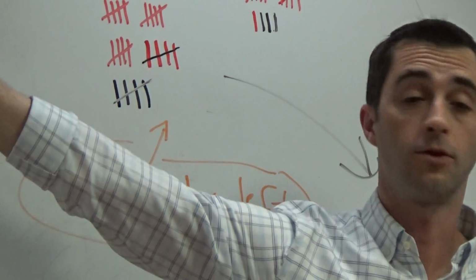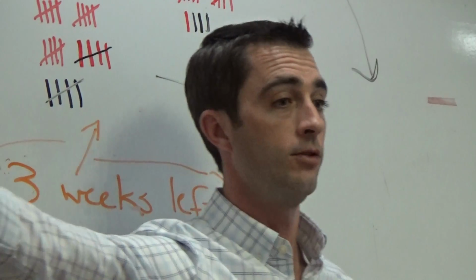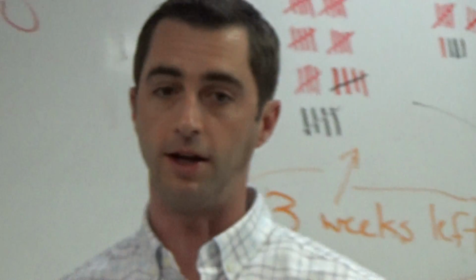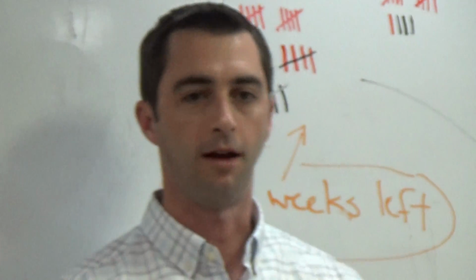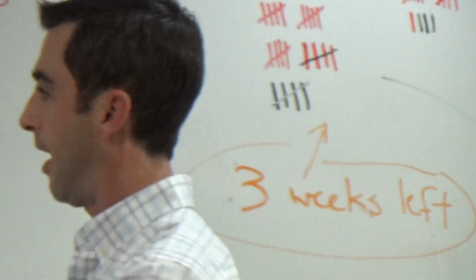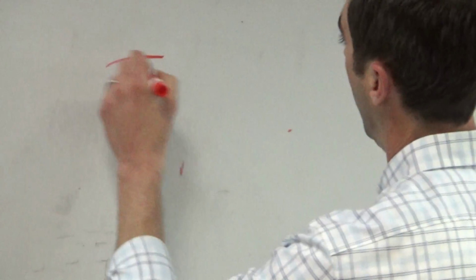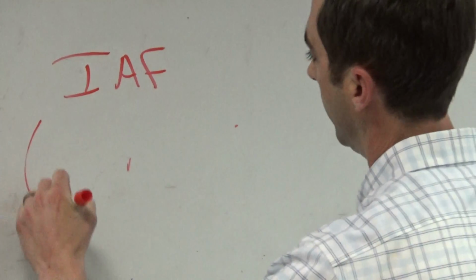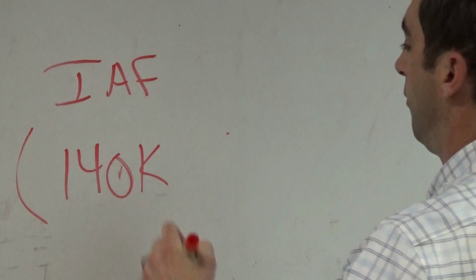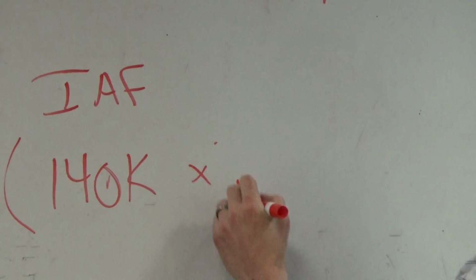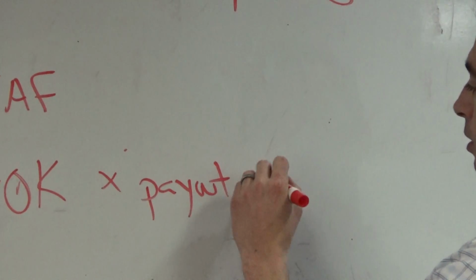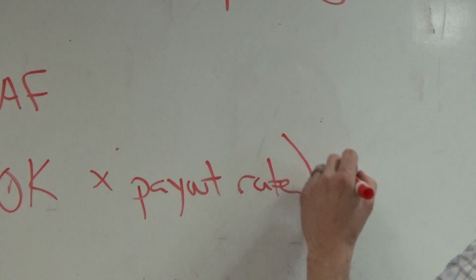Which is why I use the term factor as opposed to value. When you hear the word factor, what do you think of? You guys took math in school, right? Multiply. Part of an equation. Thank you very much, Sean Van Buren. A factor is part of an equation. A plus B equals C, right? So we're going to take our IAF, my 140K, and multiply that by my payout rate to give me my income.